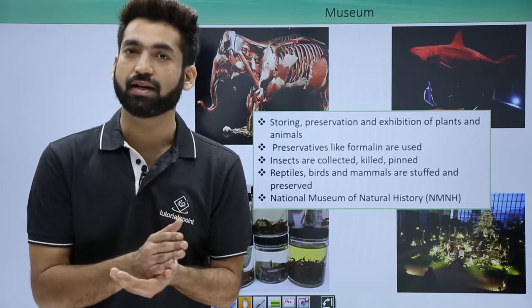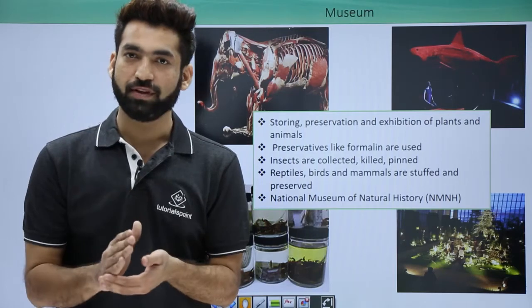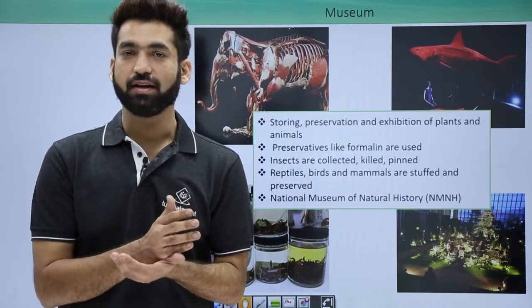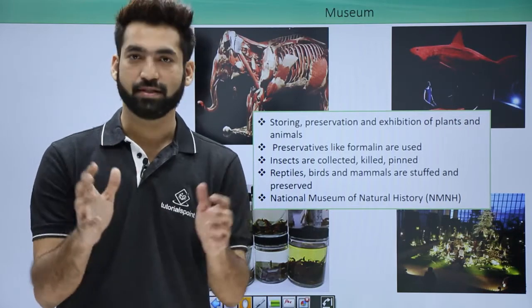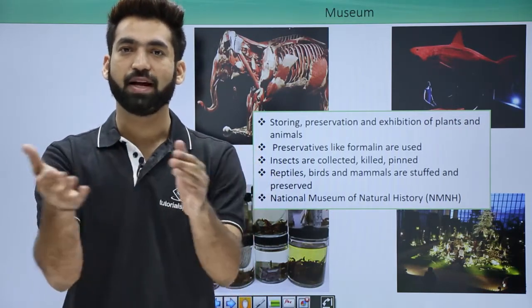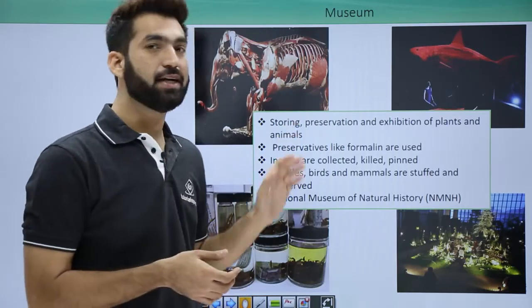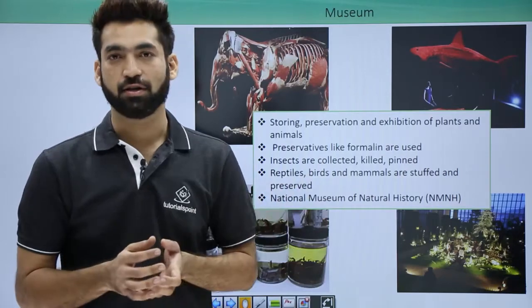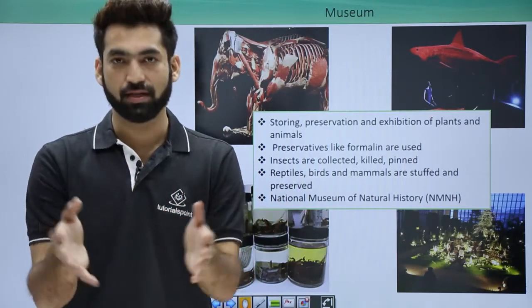Two of them are conservation strategies and two of them are preservation strategies. What we did in botanical garden and zoological park is conservation because the living specimens were there. You had living plants and living animals. But what we did in herbaria and what we'll be doing in museum is we'll have the dead organisms. So here we are preserving them.